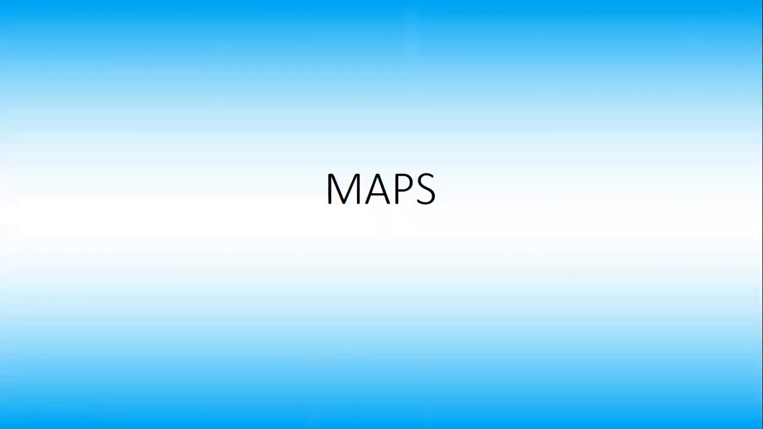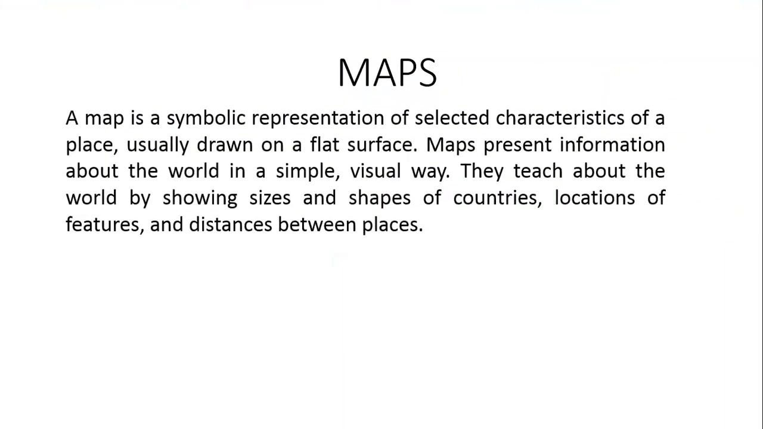Maps. A map is a symbolic representation of selected characteristics of a place, usually drawn on a flat surface. Maps present information about the world in a simple visual way. They teach about the world by showing sizes and shapes of countries, locations of features, and distances between places.